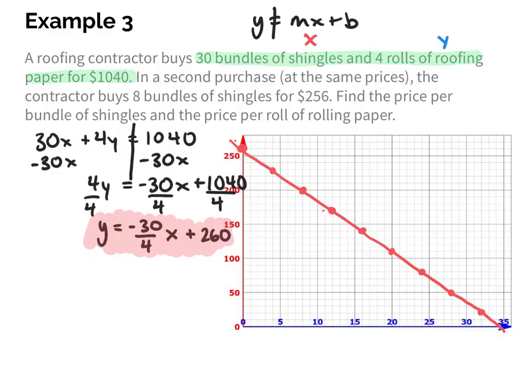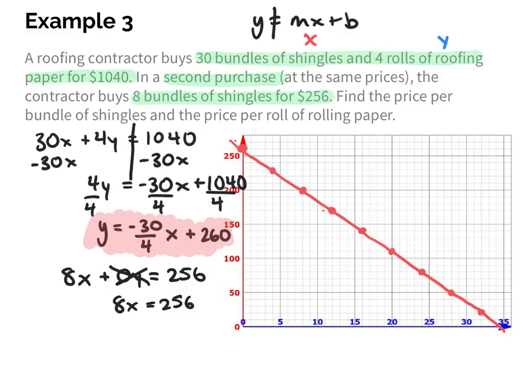Now, my second equation comes from the second sentence. Second sentence says, in a second purchase, he buys 8 bundles for that. Now, notice in the second one, he does not buy any rolls of paper, so just bundles. Now, remember, bundles we labeled as x. So I would write this just like I did before. Instead of 30x, it's 8x, there is no rolling paper, so I'll say 0y equals 256. Now, I don't really have to write 0y, but what I would get in the end is 8x equals 256.